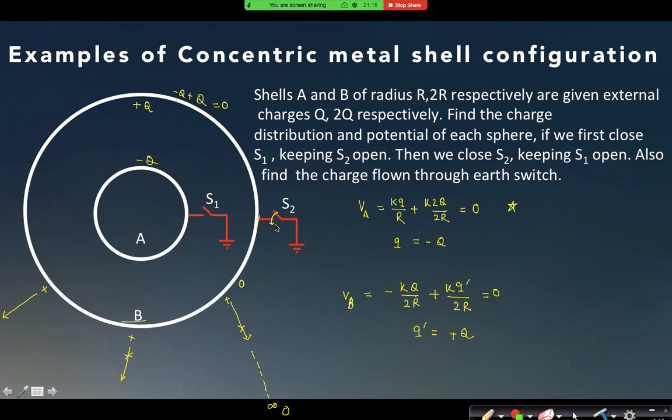That is why, remember, when you earth one extreme shell, the external surface will always carry 0 charge. Can you remember the same? Yes, sir. You can take a note in your copy, because I have not written this in the theory part, that whenever we earth the extreme shell, the outermost surface will carry 0 charge.